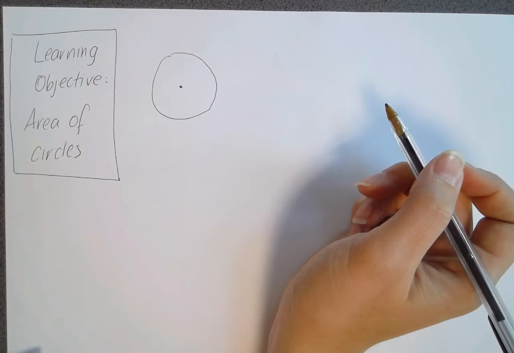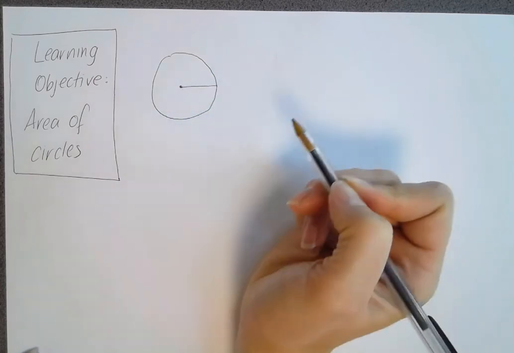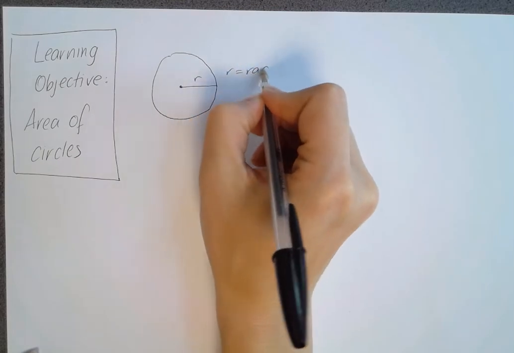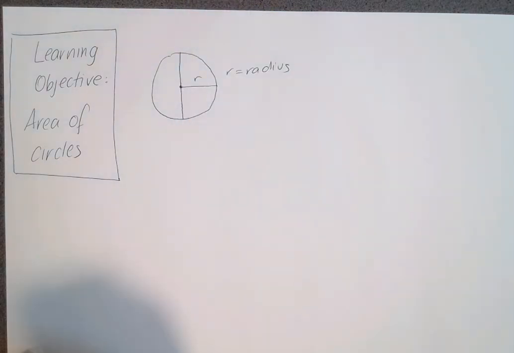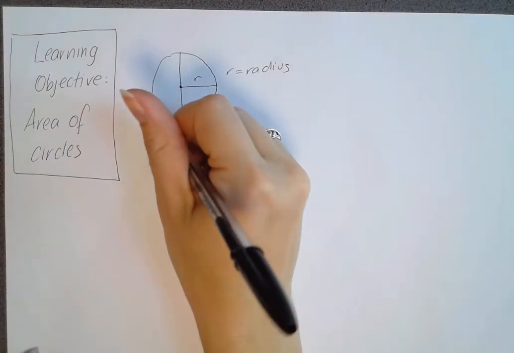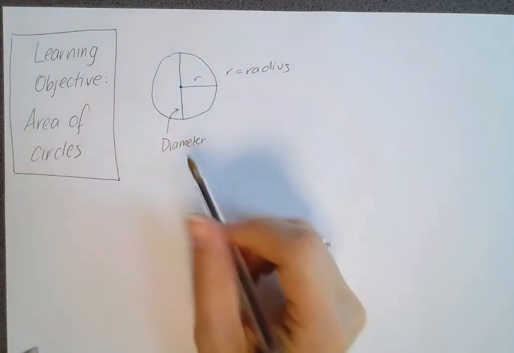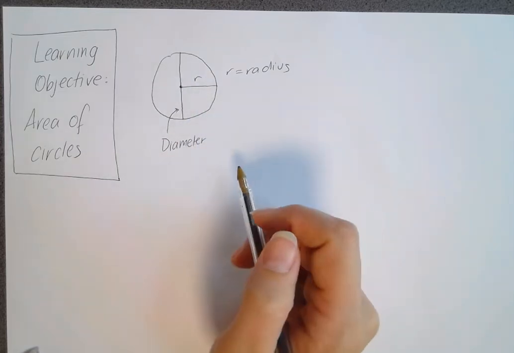Keep in mind we're always going to be using dimensions that run either from the center out to the edge, which is known as the radius, or we are going to be looking at distances from edge to edge which pass through the middle, and this is known as our diameter. Now remembering our diameter is just two of the radiuses or radii stuck together.